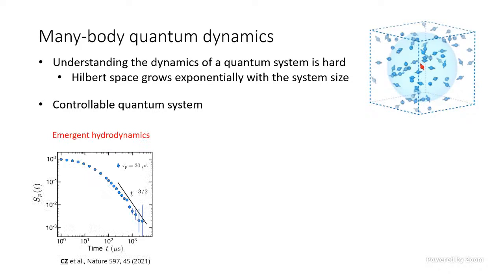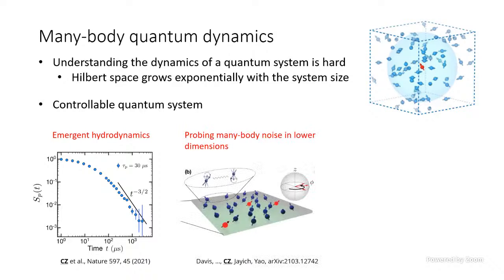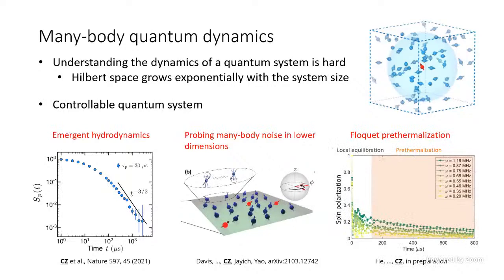And in the past with this spin system, I have been working on, for example, emergent, unconventional diffusive behavior. And we have also been using the system to probe many-body noise in lower dimensions. And very recently, in my own lab, we're starting to see some signatures of pre-thermalization behavior under periodic driving. But in this case, I'm going to mainly focus on the emergent hydrodynamics. And if I have time, I will probably use one or two more slides to discuss this lower dimension experiment.